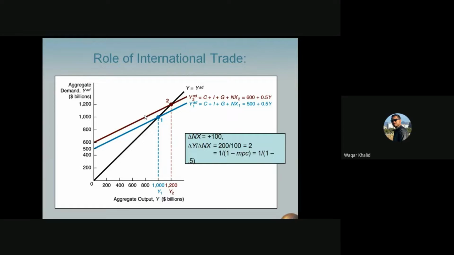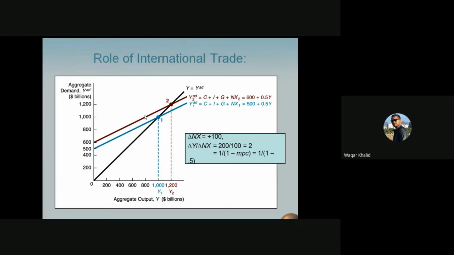In the last lecture, we discussed the role of government. Now finally, we are including the role of international trade. It means that we are bringing in NX, net exports, to our analysis. In the previous case, we had discussed that NX is equal to 0, but now we are saying that NX is not equal to 0, and we are interested to know the impact of international trade on the economic output or on the aggregate output level.